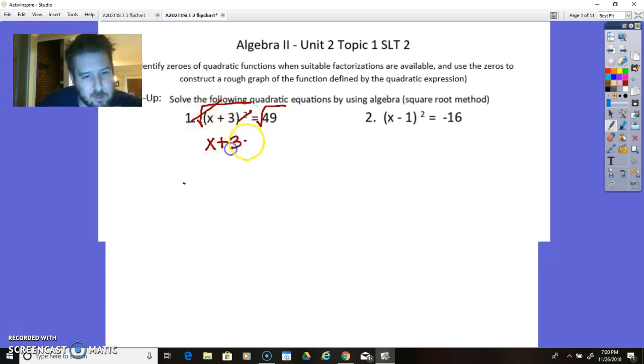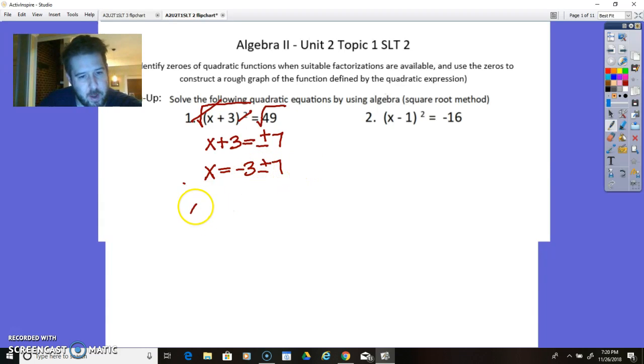You're left with x plus 3 equals the square root of 49, which is both positive and negative 7. Now you might be thinking, why? 7 times 7 is 49, but negative 7 times negative 7 is also 49. So there are two solutions. You can solve it twice, or you can move the 3 to the other side, and the opposite operation becomes negative 3 plus or minus 7.